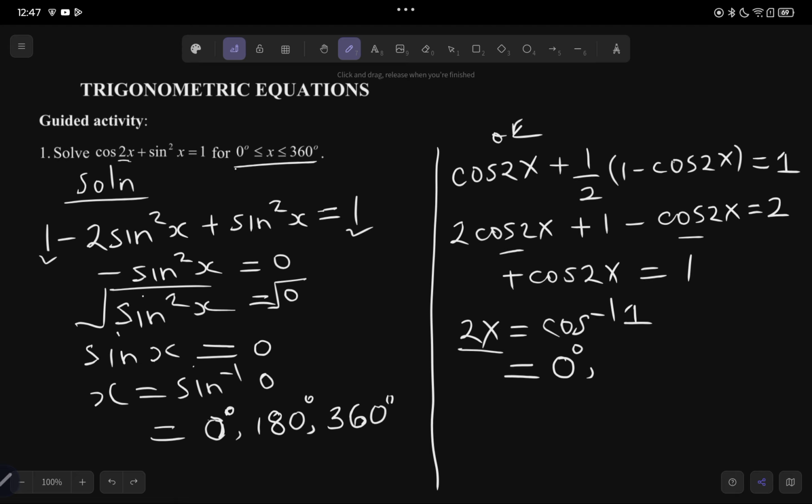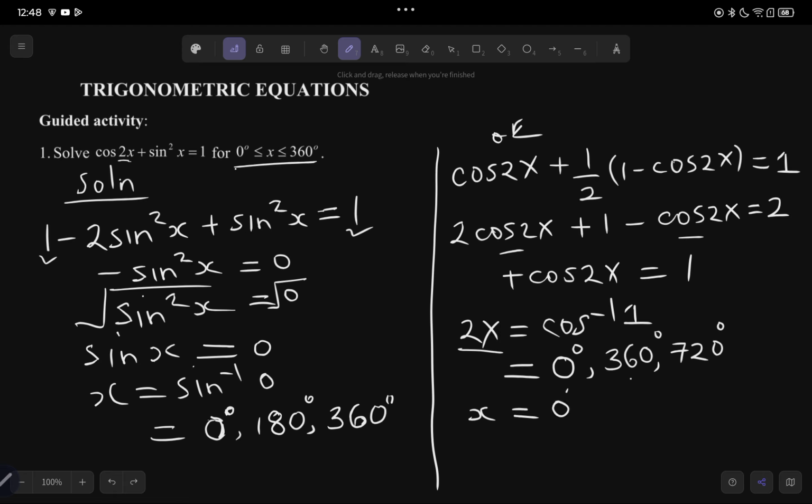That is in the first quadrant. But again, cos is positive in the fourth quadrant. So it will be 360 minus 0. We get 360 degrees in the fourth quadrant. Then we now come back for the second round to make it 720. When I add 0 on 360, I get 360, so I can't repeat it. When I add 360 on 360, I get 720 degrees. Now to get x, I will divide all sides by 2.